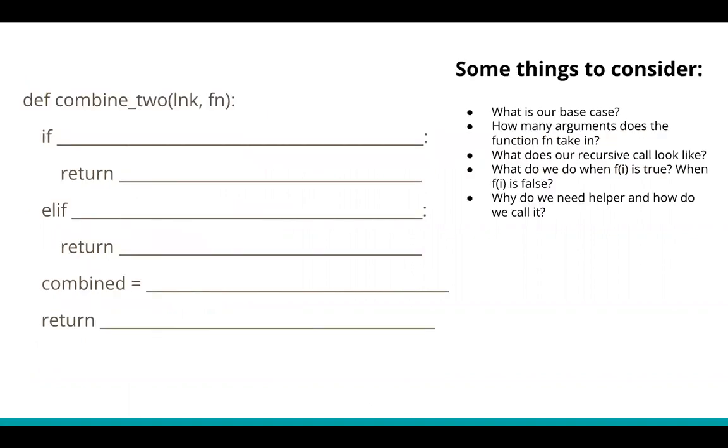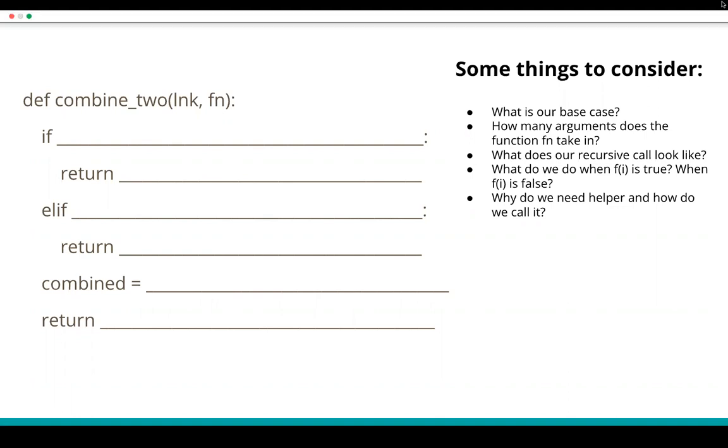So here's the skeleton code. Some more useful things to consider would be what is our base case in this scenario, or perhaps base cases. How many arguments does the function fn take in? What does our recursive call look like, and where is it in this function? What do we do if it's true, and what do we do if it's false? We don't have a helper in this case, but yes. So take about 5 minutes to try this out.